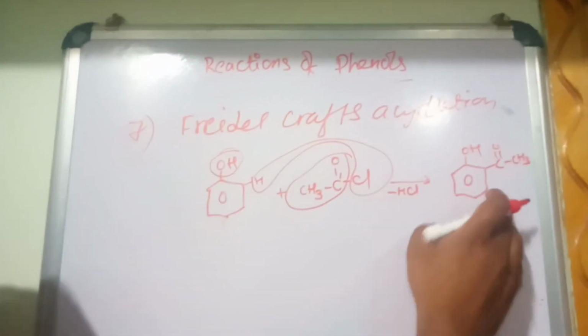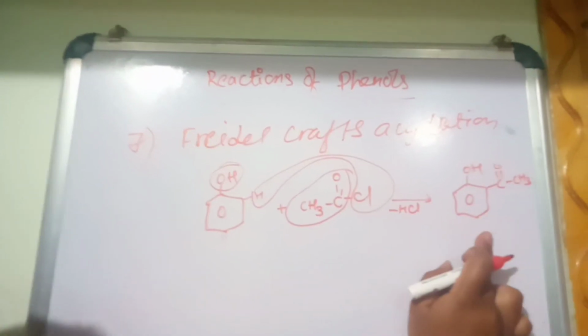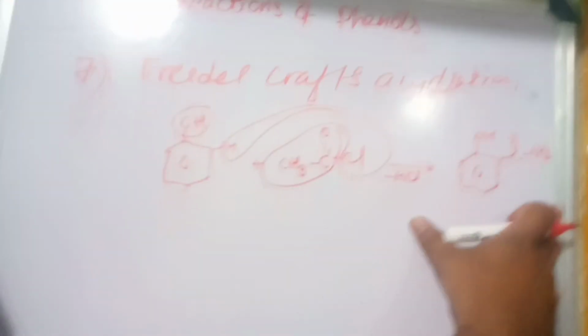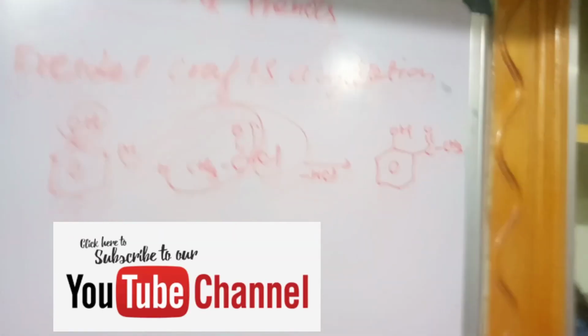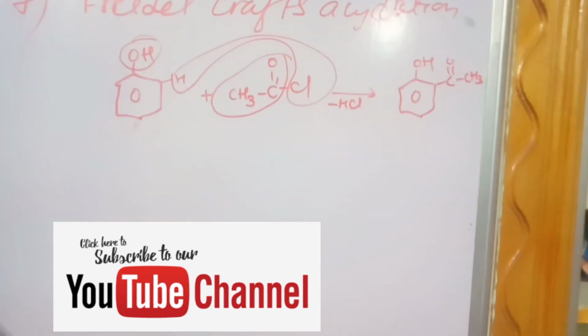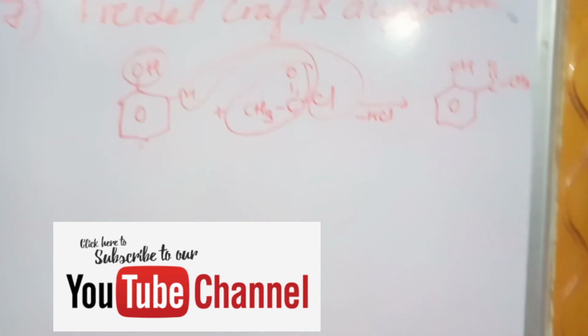So what happened? This is orthohydroxy acetophenone. Sorry, this is called orthohydroxy acetophenone, meaning replacement of hydrogen by an acetyl group. These are the very important types of reactions of phenol.